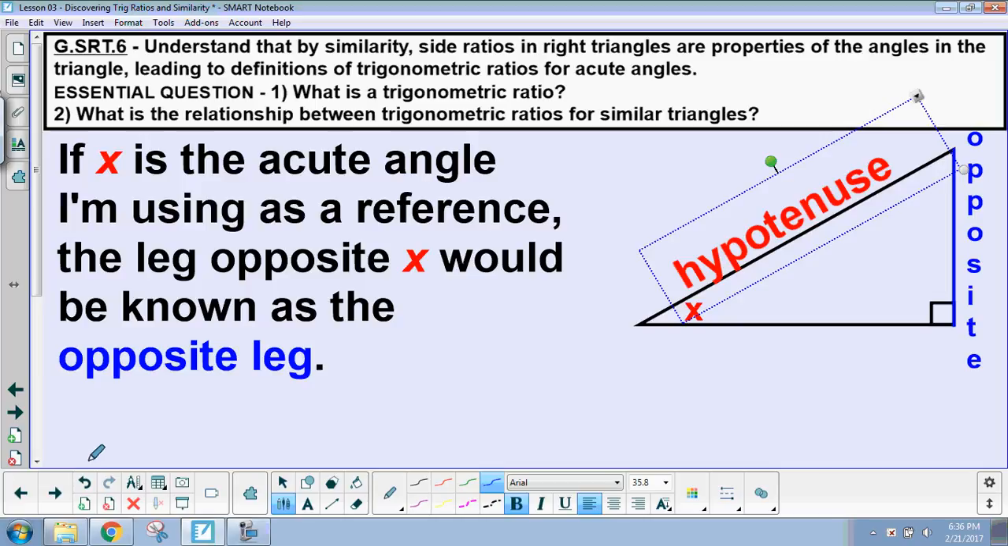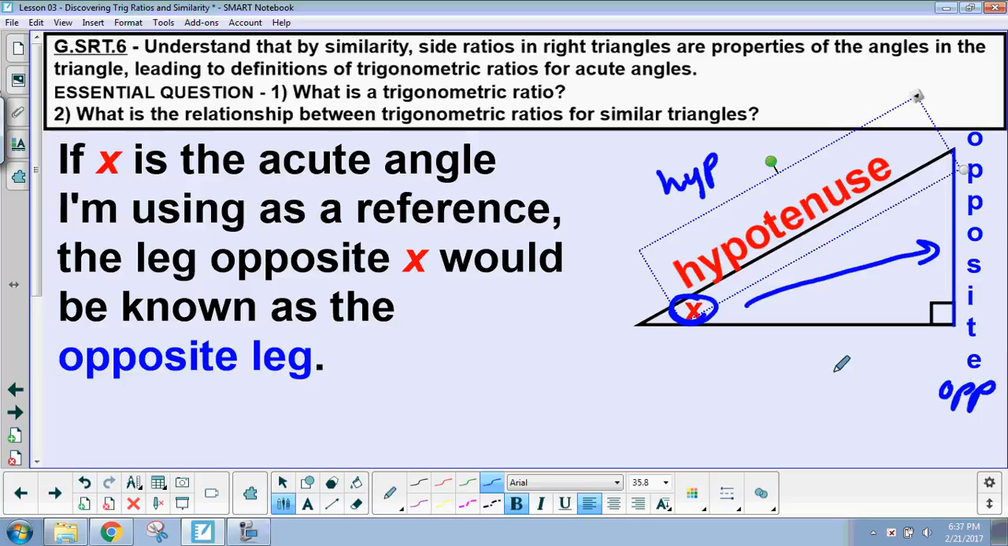Other sides to think about: opposite. If x is the acute angle, I like to say the reference angle, the leg opposite of x would be known as the opposite leg. So if we're focusing on this x, opposite of that would be the opposite leg. It's pretty much straightforward, but a lot of students have problems with this. But hey, it's fine. You're learning. Label it. As you know, I'm probably going to use H for hypotenuse and OPP for opposite.